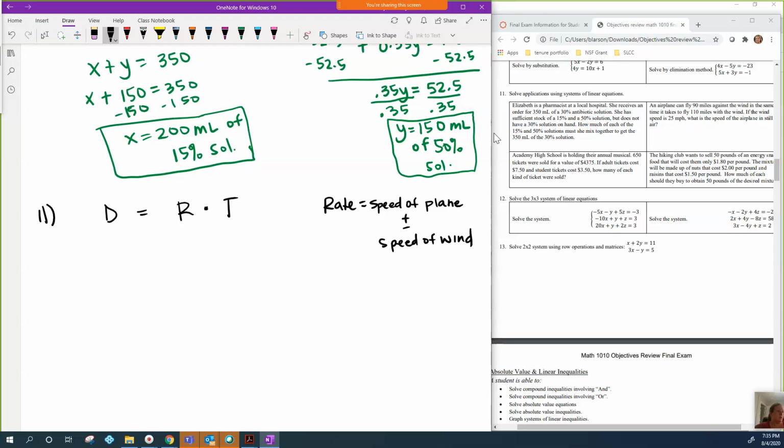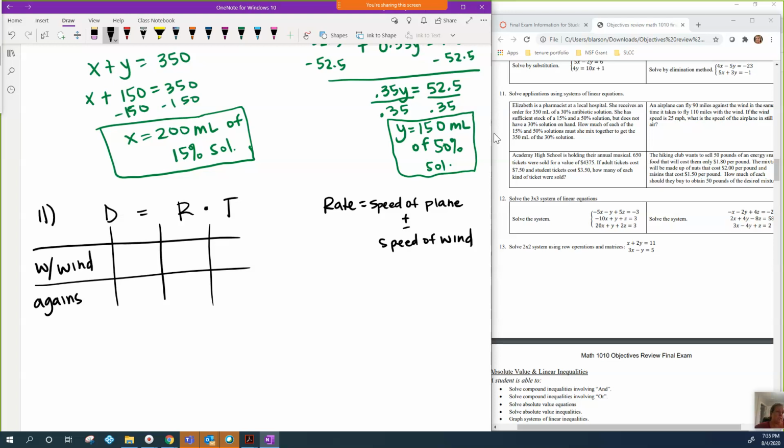Right, so that's kind of where a lot of people get stuck, is just not remembering that the rate is comprised of two different things there. But again, let's make a little chart here. We know that we have some information with the wind, and we also have some information against the wind.